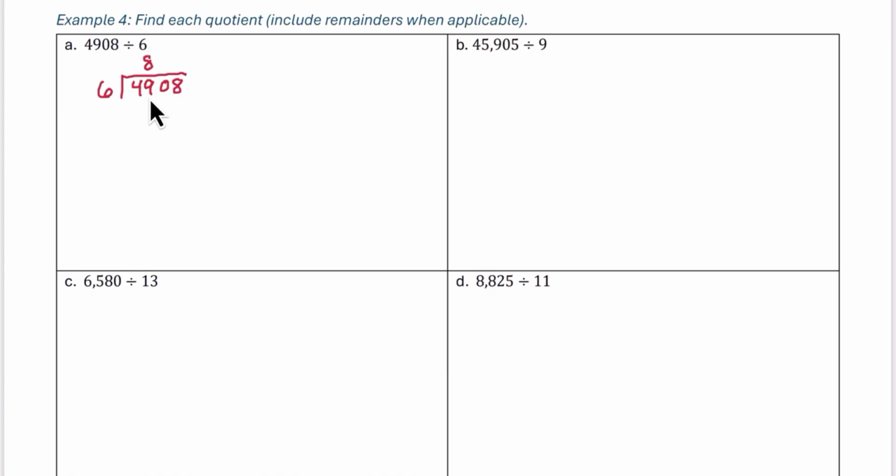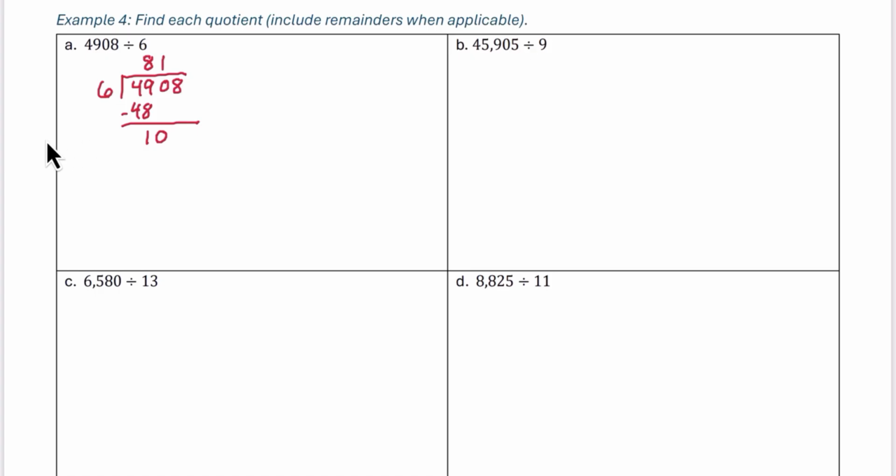So we put the 8 up top as part of the quotient, and then we multiply. 8 times 6 is 48. We put that down below the 49. And we subtract. 49 minus 48 gives us 1. Then we'll bring down the 0. And we repeat the process. How many times will 6 go into 10? 6 will go into 10 one time.